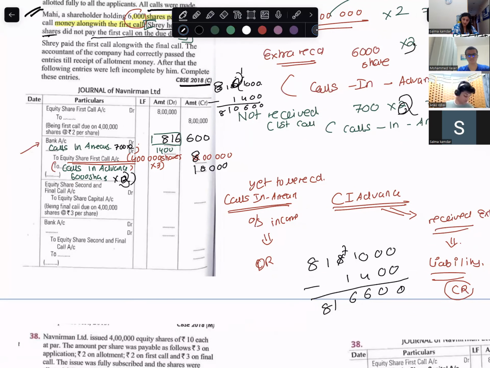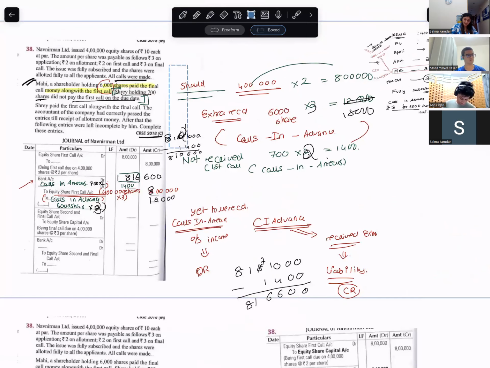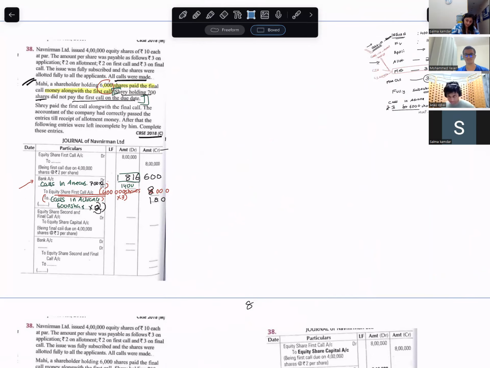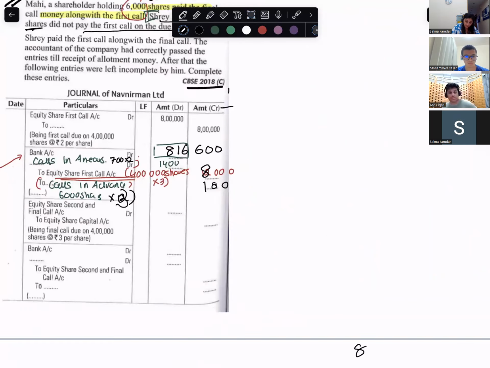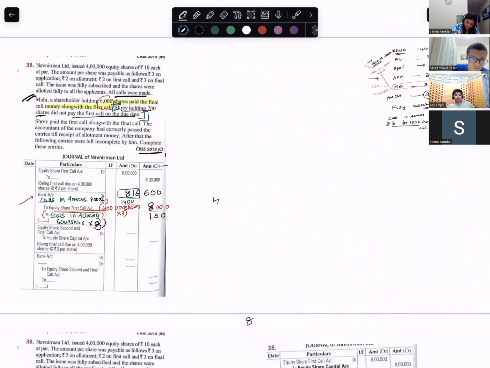Okay. Now, how much will you make your second call for? 12 lakhs. You will call for the full amount of shares. What is your issue? 4 lakh shares, into 3. Final call is for how much? 3 rupees. So your final call will be for 12 lakhs. So you're calling for 12 lakh, and when you call, you will create the capital. Are you okay with me? Yes, ma'am. Okay, fine.